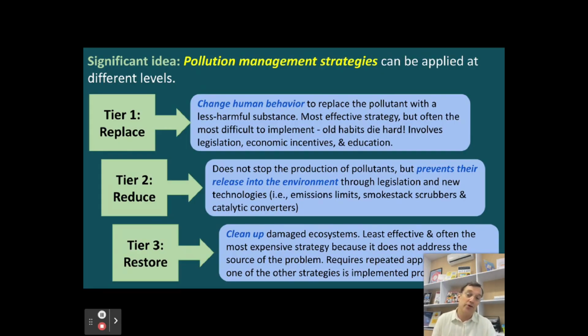Right? The third tier is where we have to go in and clean up damaged ecosystems. This is the least effective because we're still releasing the pollutant into the ecosystem. We're just going in and cleaning up afterwards. So we clean up, and then because we're still releasing the pollutant, we have to go in and clean up again. We release the pollutant and we clean up again. So it's kind of a never-ending cycle, which is why it's the least effective. It also tends to be very expensive.